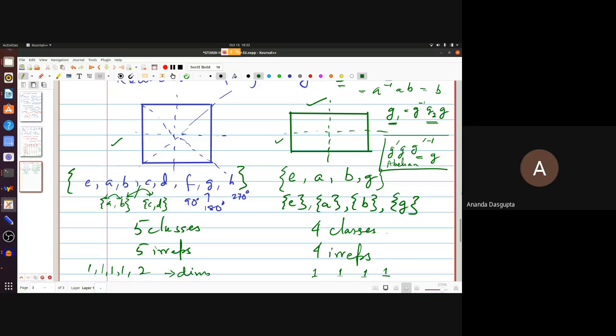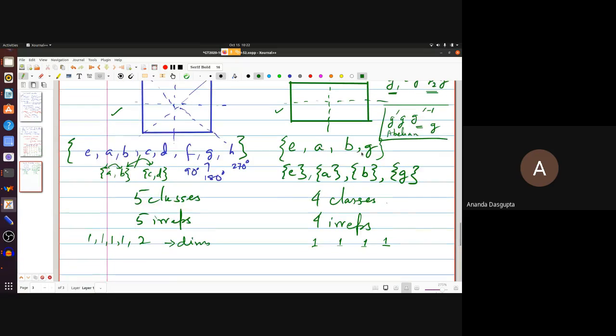But if it is a subgroup, then the same multiplication law holds within this subset as it held for the bigger group, right? Of course, all you are saying is if you multiply elements of E, A, B, G, it will not go out of that set. You will not get C, D, F, or H. Fine, but at least within that subset, the same multiplication rule holds, right?